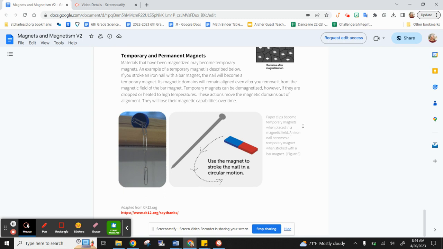Paper clips become temporary magnets when placed in a magnetic field. An iron nail becomes a temporary magnet when stroked with a bar magnet.